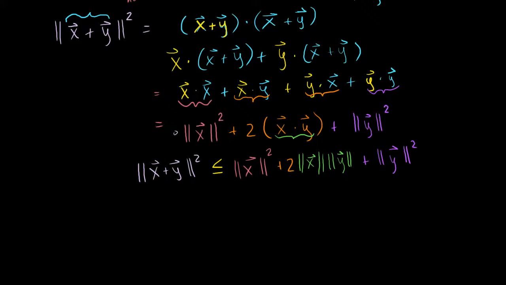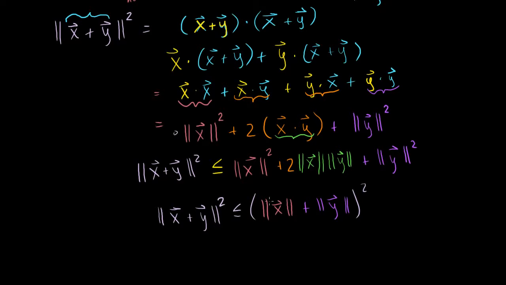This term on the right-hand side is the exact same thing as the length of x plus the length of y, everything squared, right? If you just square this out, you'll get x squared plus 2 times the length of x times the length of y plus y squared. So the length of our vector x plus y, squared, is less than or equal to this quantity over here.